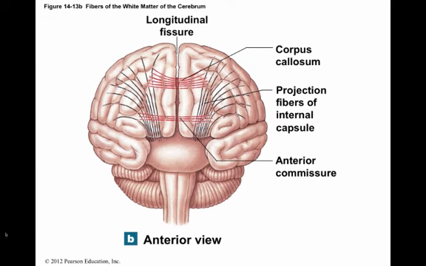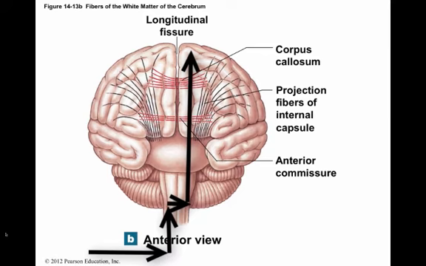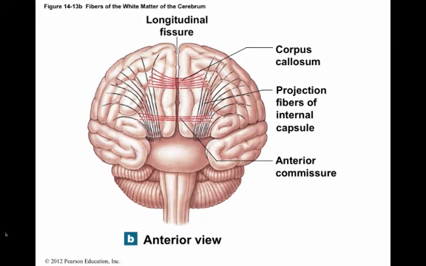Each cerebral hemisphere receives sensory information from the opposite side of the body. Each cerebral hemisphere also sends motor commands to the opposite side of the body. For example, the motor areas of the left cerebral hemisphere control muscles on the right side. The two hemispheres have different functions, even though they look almost identical. We will discuss these different functions in a bit.